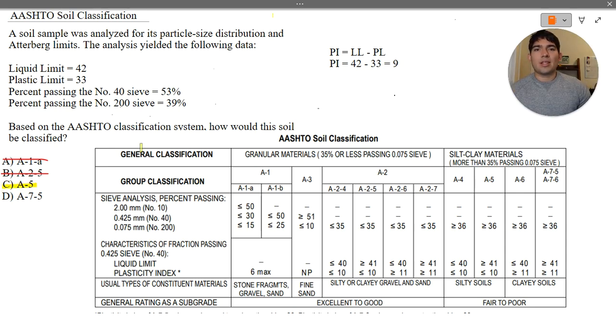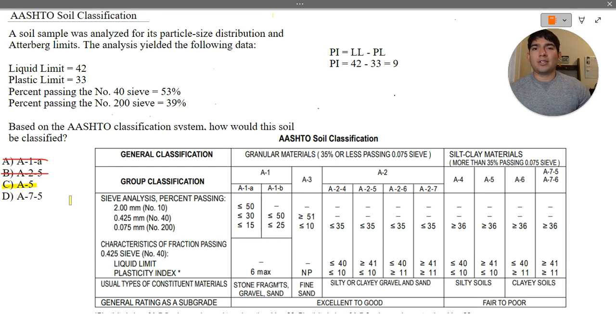So basically, that is how you conduct a soil classification using the AASHTO system on the FE exam. Like I said, this table can be found on page 266. So you just pull up the table and then you work your way through the table using the data that you were given. Also, don't forget that plasticity index is equal to liquid limit minus plastic limit.